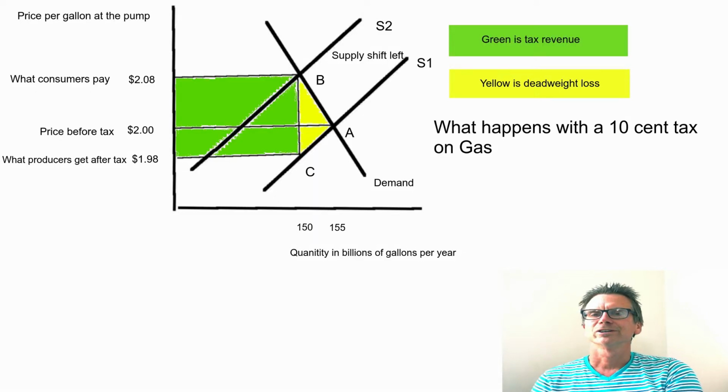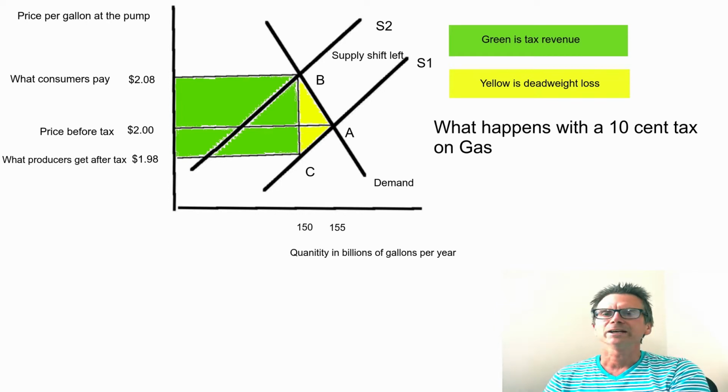So let's take a look at this. This is the first graph. This is the most important graph. I promised only two graphs today. And this shows at point A, market equilibrium. Supply and demand intersecting for a price of $2 per gallon before any kind of tax. And I've got a quantity of 155 billion gallons consumed each year.